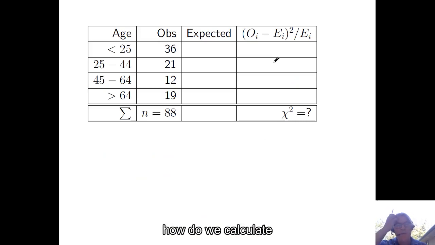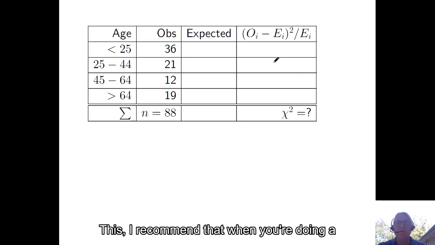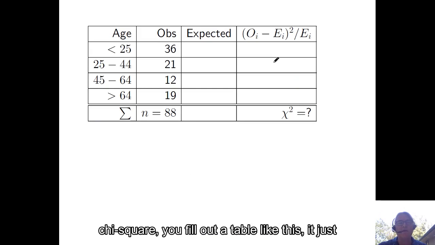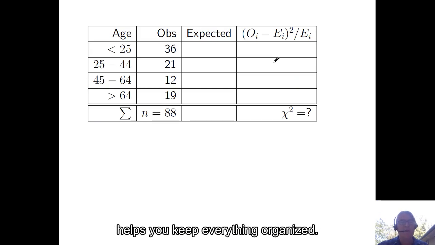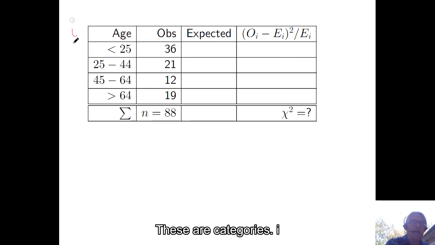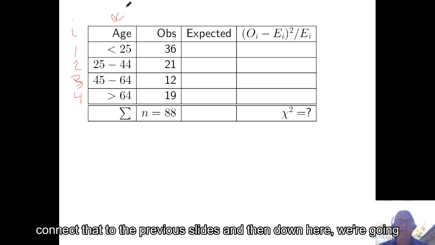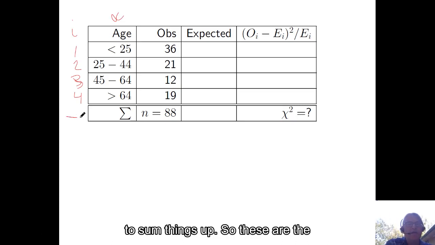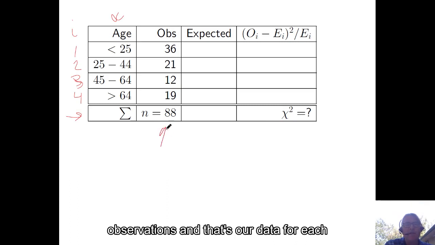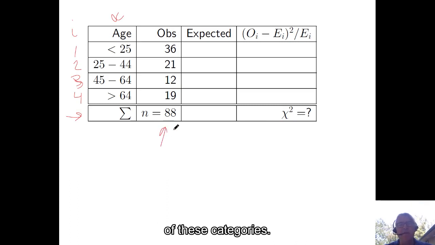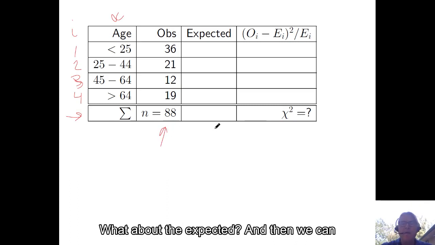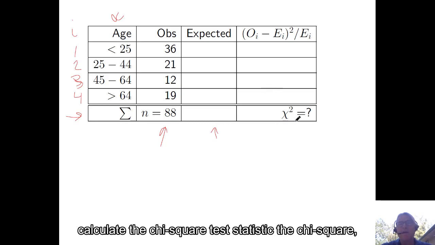Okay, so how do we calculate this? I recommend that when you're doing a chi-square, you fill out a table like this. It just helps you keep everything organized. So these are our categories, I going from 1, 2, 3, and 4. And they were originally ages, just if you want to connect that to the previous slides. And then down here, we're going to sum things up. So these are the observations, and that's our data for each of these categories. What about the expected? And then we can calculate the chi-square test statistic.